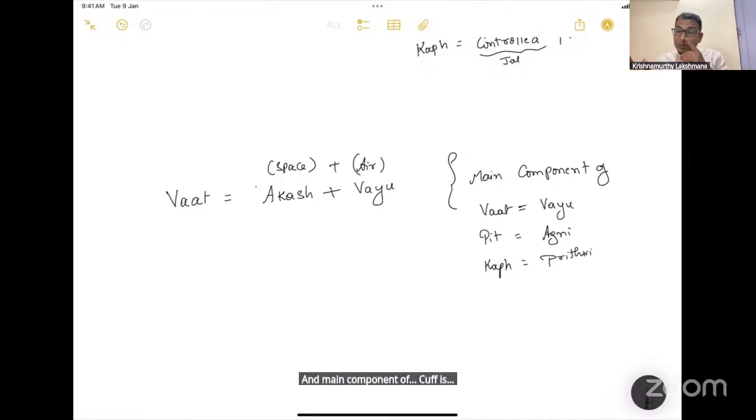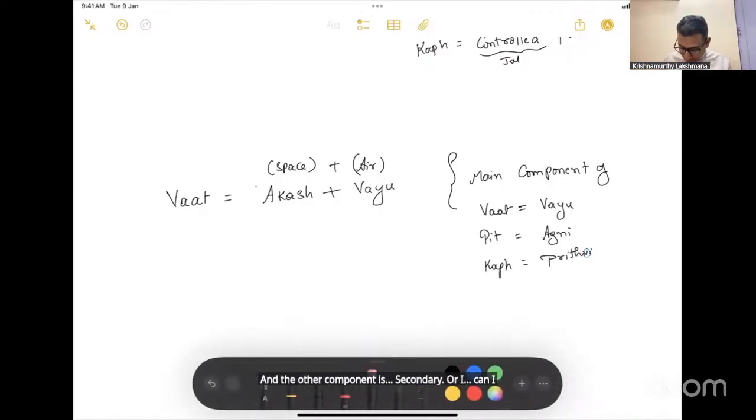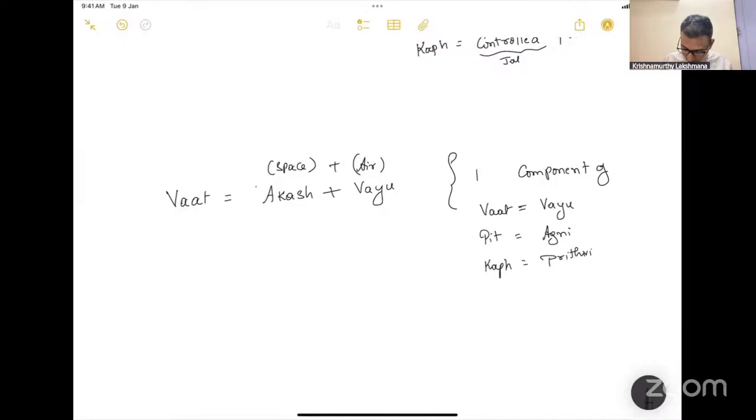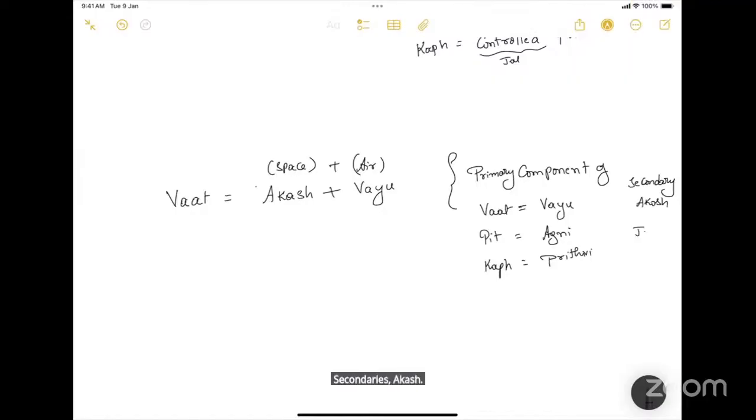And the other component is secondary, or can I say primary component? And secondary is Akash, Jal, and Jal. Making sense?